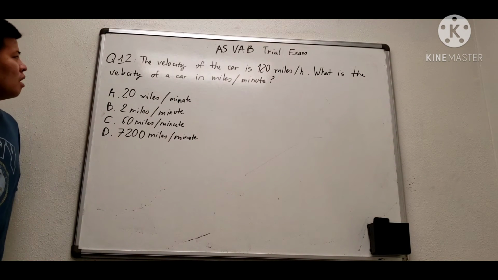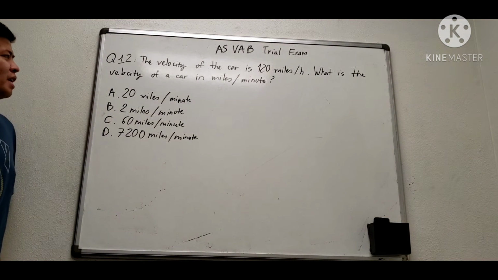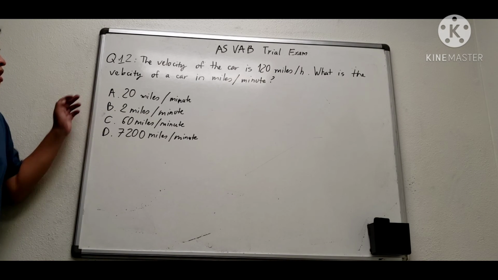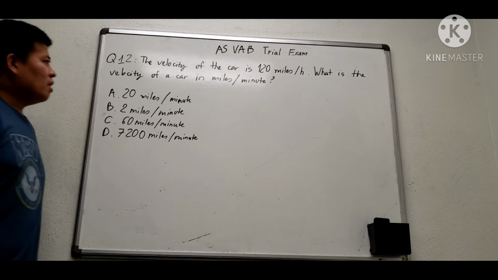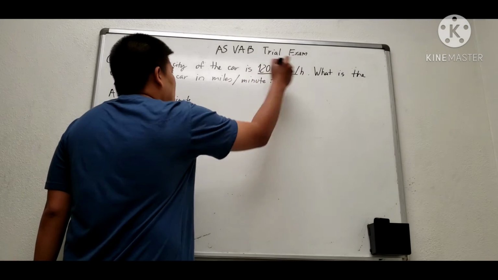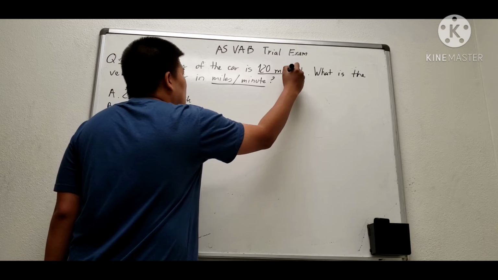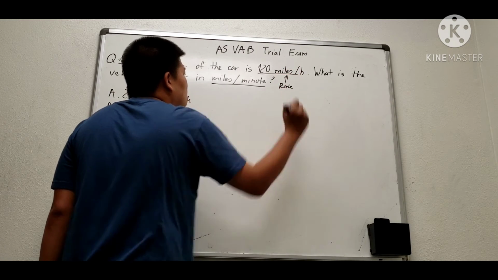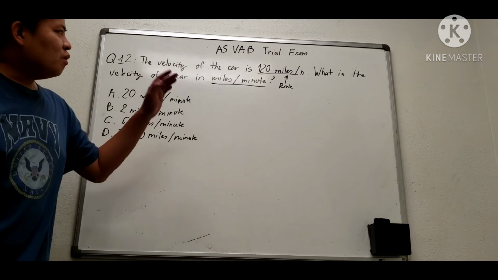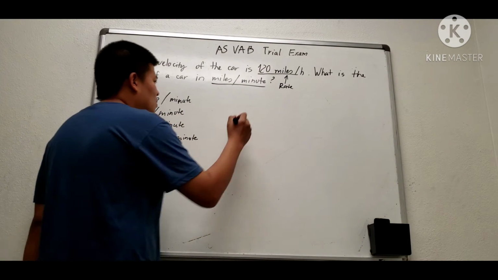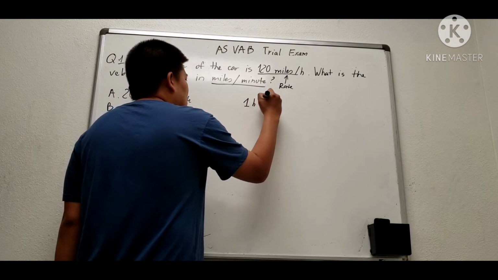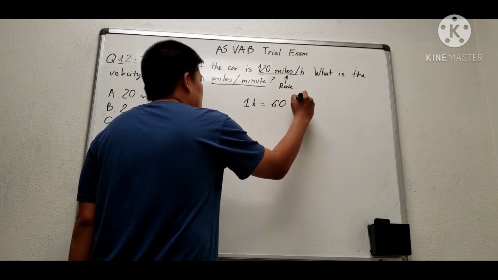Question 12. The velocity of the car is 120 miles per hour. What is the velocity of the car in miles per minute? We know that, so let's see about the rate in here, and we need to find the miles per minute. First, we know 1 hour is 60 minutes.